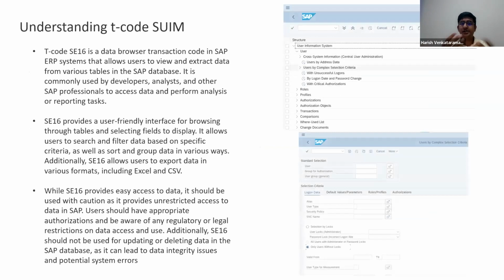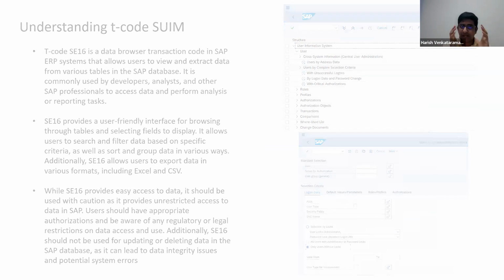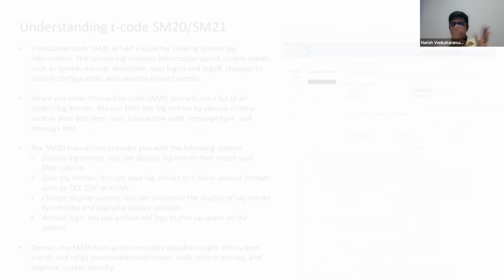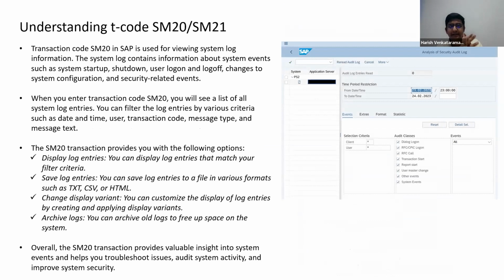This is where we now draw on two or three important transaction codes, right? SUIM and SM20. What happens in both of these? I'll just take these two together, right? What happens in SM20 or SM21? This also is a follow-up as we are answering another question from a participant, right?